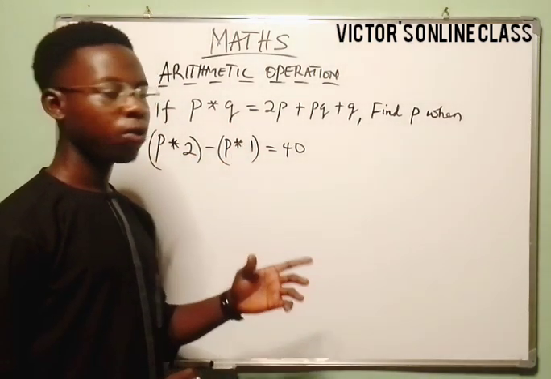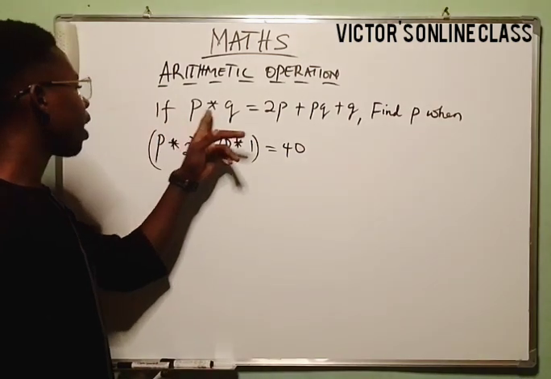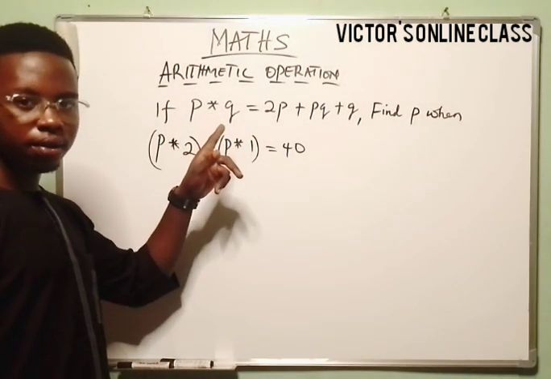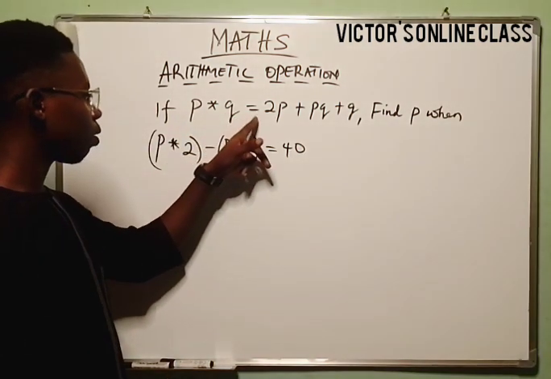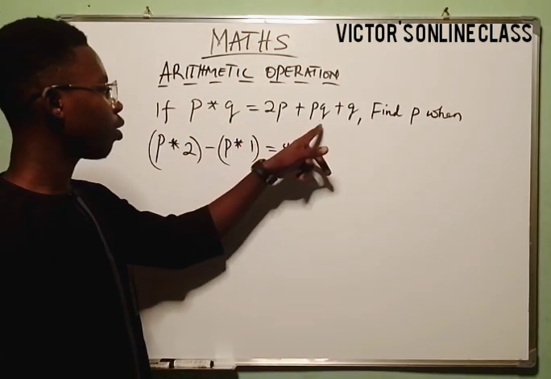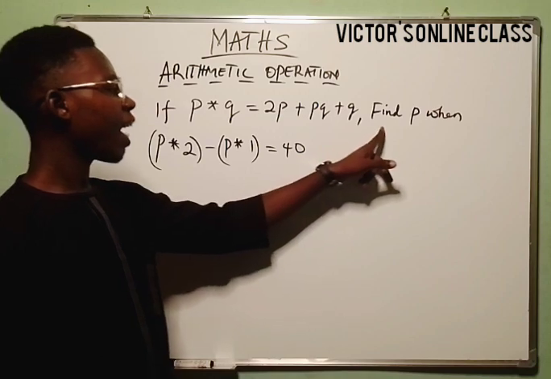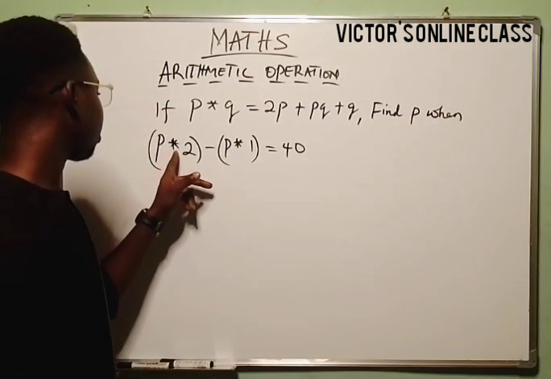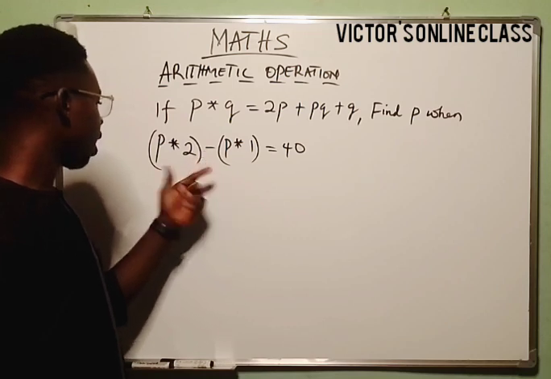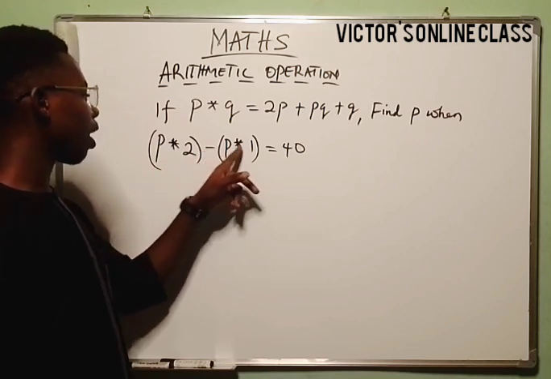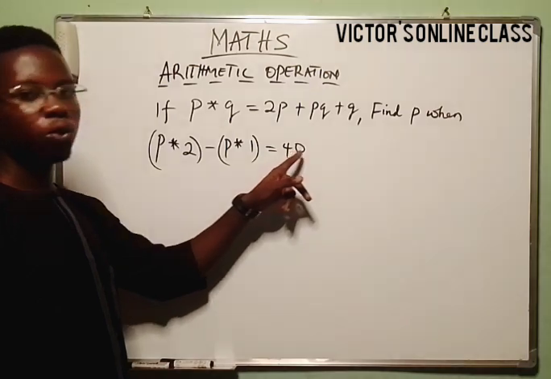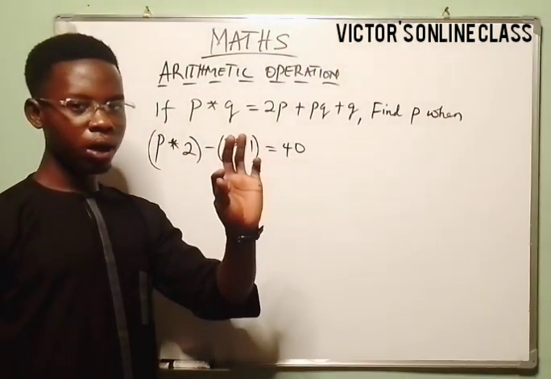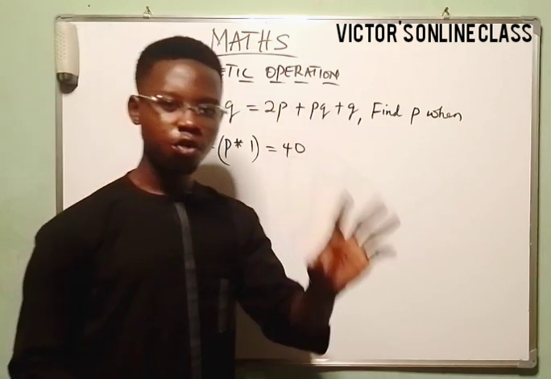Now, from the question, we are asked: if P asterisk Q, this symbol you are seeing here is an asterisk, P asterisk Q is equal to 2P plus PQ plus Q. Find P when P asterisk 2 in brackets minus P asterisk 1 is equal to 40. This question only requires a particular step to follow.